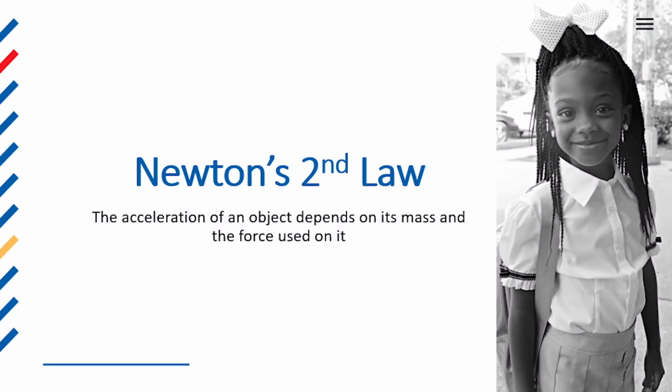Acceleration has to do with Newton's 2nd law of motion. In future lessons, we'll talk about Newton's 1st law and his 3rd law of motion. But today, as we're learning about motion and acceleration, let's talk about his 2nd law of motion. Newton's 2nd law of motion says that the acceleration, the speeding up, of an object depends on 2 things. It depends on its mass, how much stuff is inside of it, how much matter an object is made of, and on the force that's used on it.